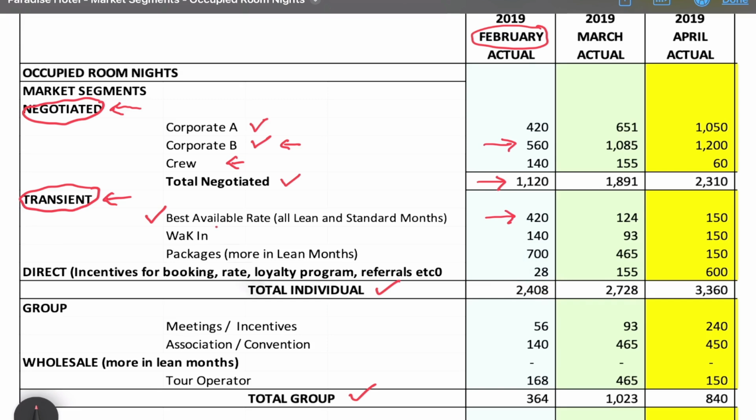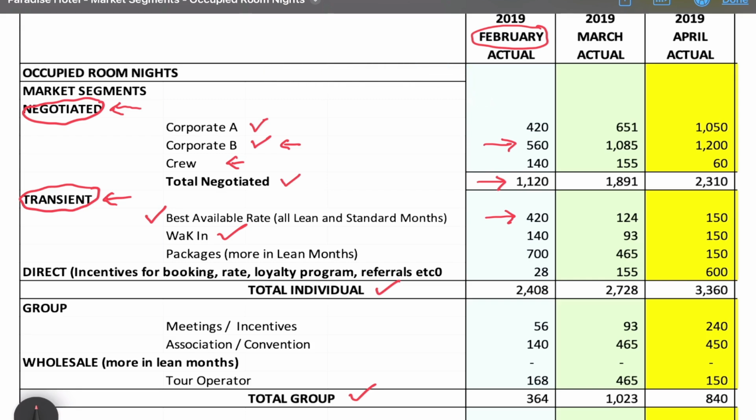The next type of transient room night is a walk-in. A walk-in is simply somebody who hasn't made a booking and just comes to the hotel because they either Google searched it, they found the hotel, they're closer to the location they want, all kinds of elements.